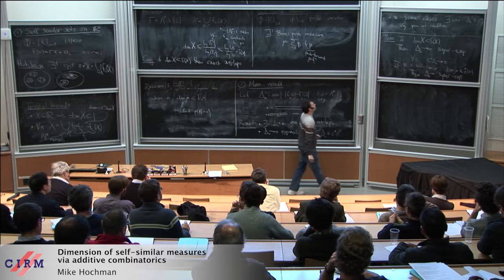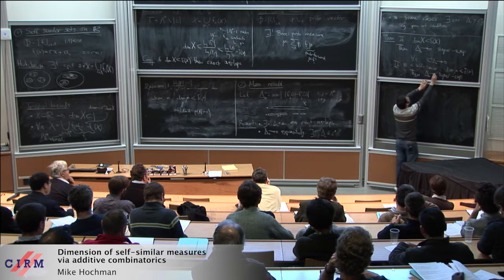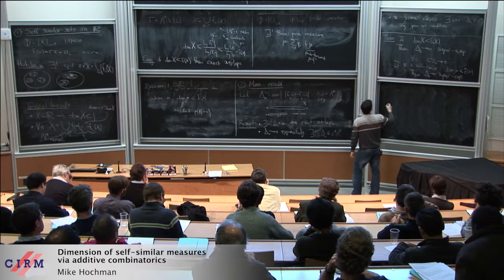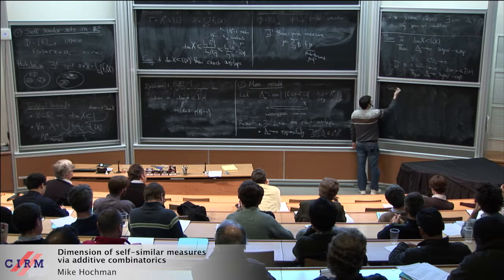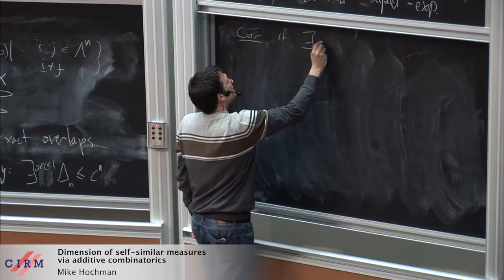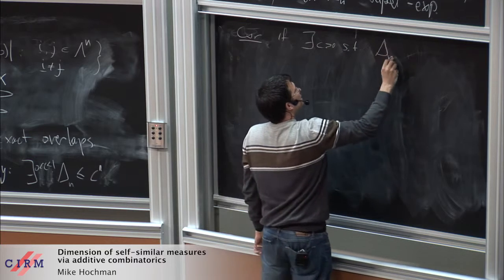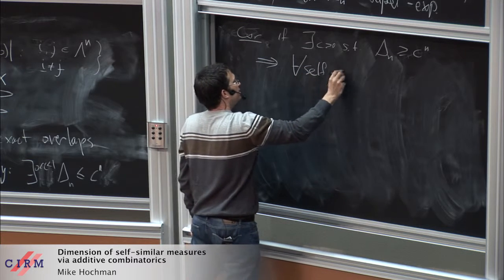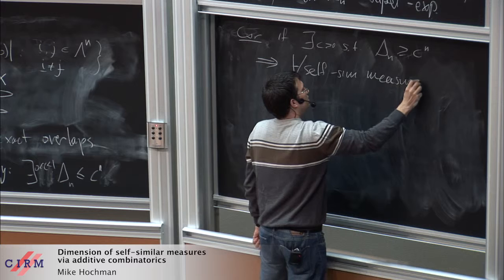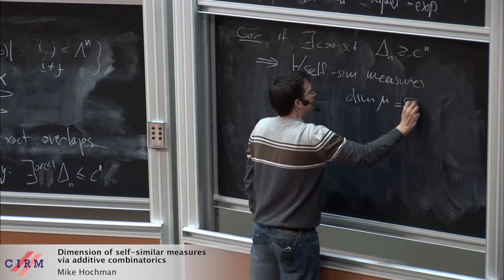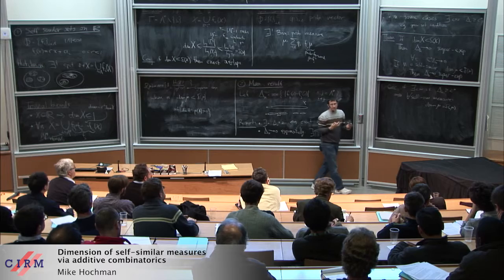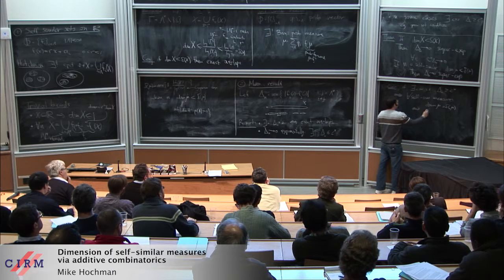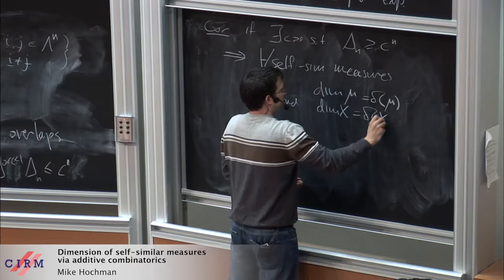And this is an interesting statement, actually, because you'll note that this condition, that delta n goes to zero super exponentially, does not involve the probability vector that defined the self-similar measure. So let me state this in the contrapositive. If there exists a positive C such that delta n is bigger than C to the n, then for all self-similar measures, the dimension of mu is equal to delta mu. So it doesn't depend somehow on the probabilities that you choose. And of course, also the dimension of x is equal to delta of x.